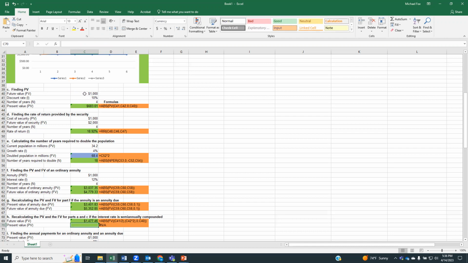But for the present value, we do the same thing. So equals the absolute value of the present value, where the rate is the rate in C divided by 2. The number of periods is the number of periods in C times 2. Future value is a 0. I did it again. The payment is 0 and the future value is 1,000.